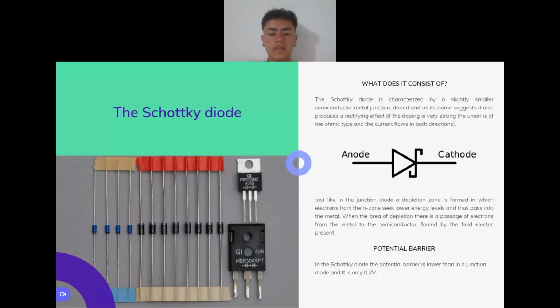When the depletion area forms, the passage of electrons from the metal to the semiconductor is forced by the field current, which equals the previous one, and therefore no current flows through the device. In the Schottky diode, the potential barrier is lower than in an injection diode.